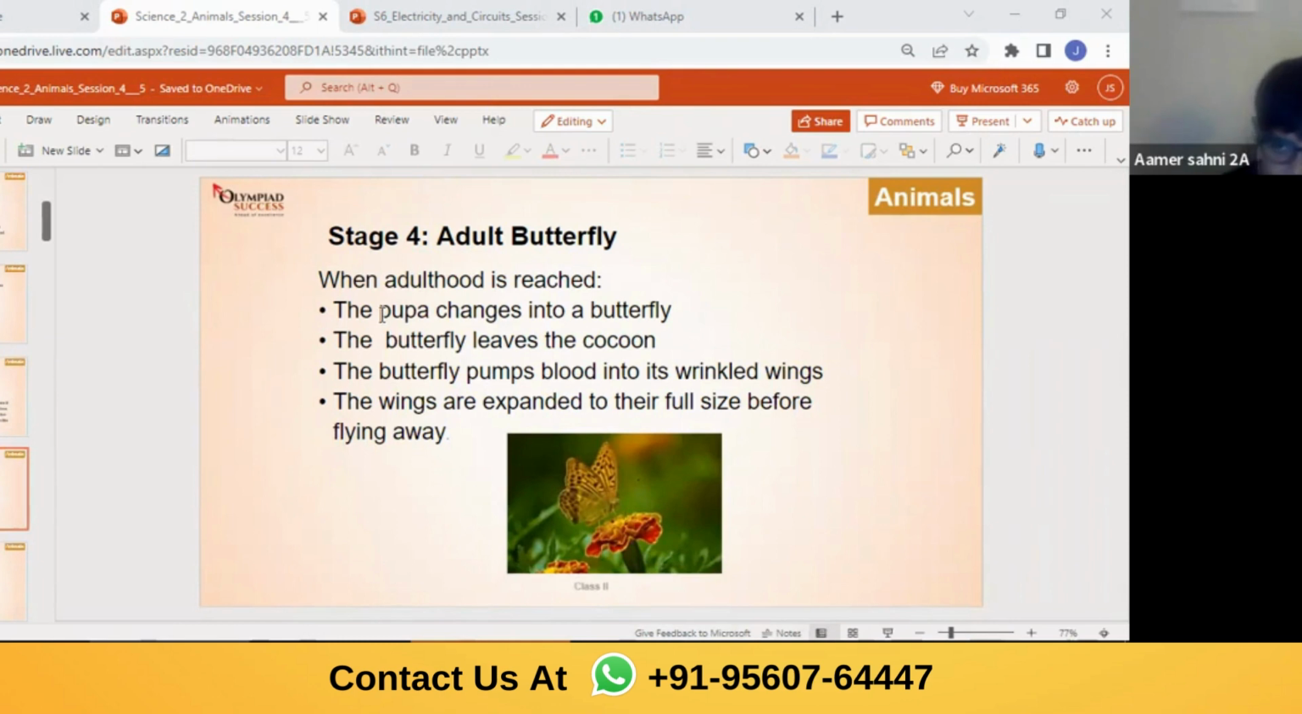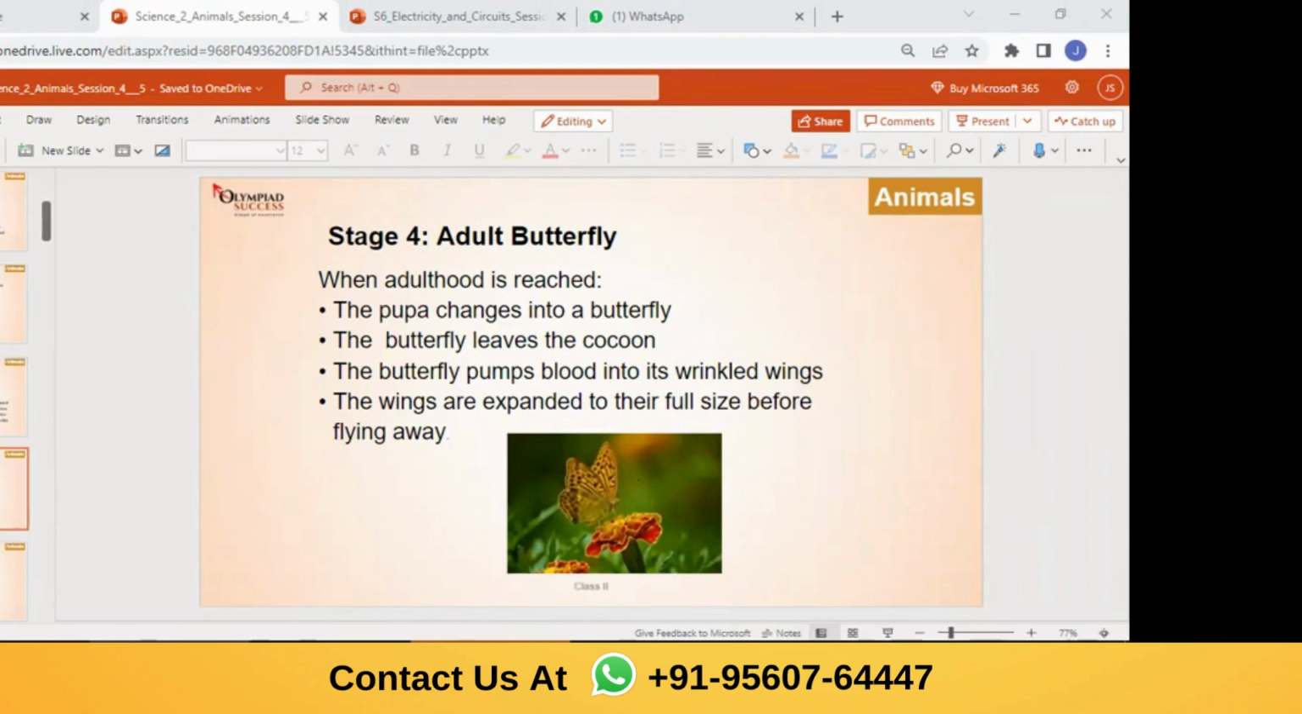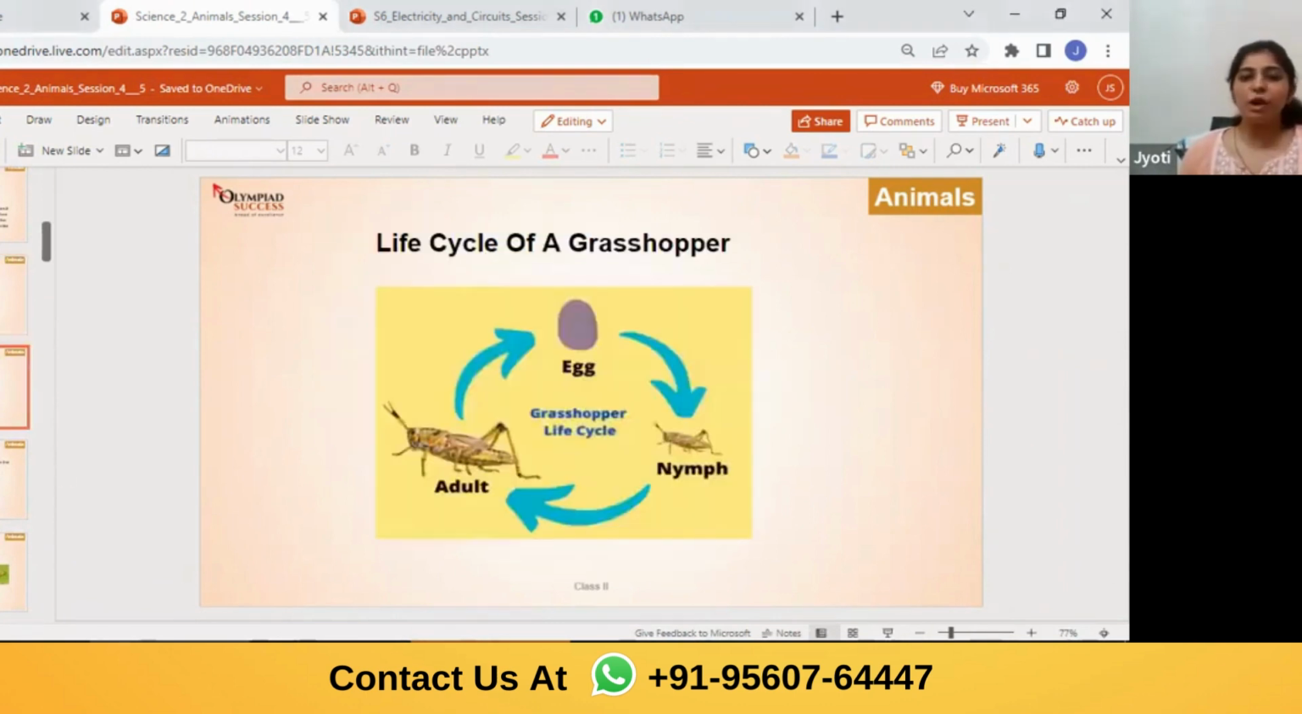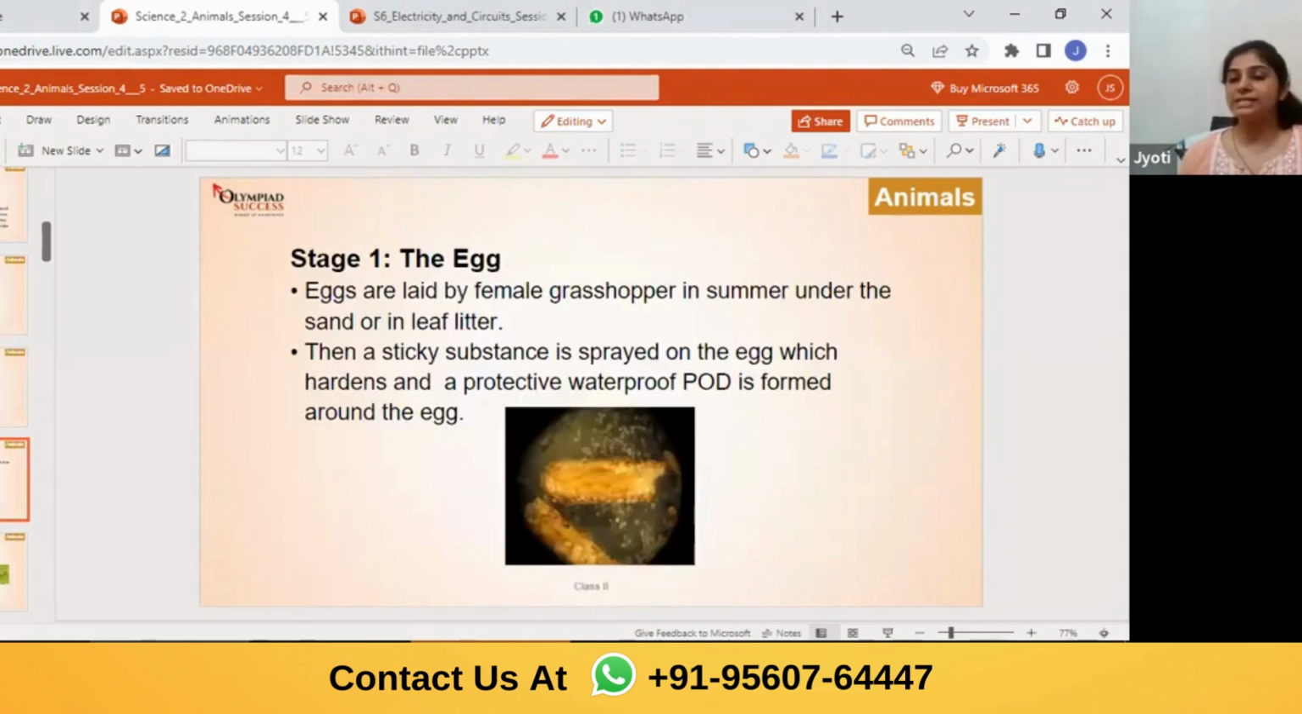So it is the adult butterfly, which I told you leaves the cocoon and sends blood to its wrinkled wings. Wrinkled wings are these. Then we have already discussed the life cycle of a grasshopper. You can see that it is a three-stage life cycle with egg, nymph, and adult. And we have already done that the nymph resembles the adult, but it does not have wings.